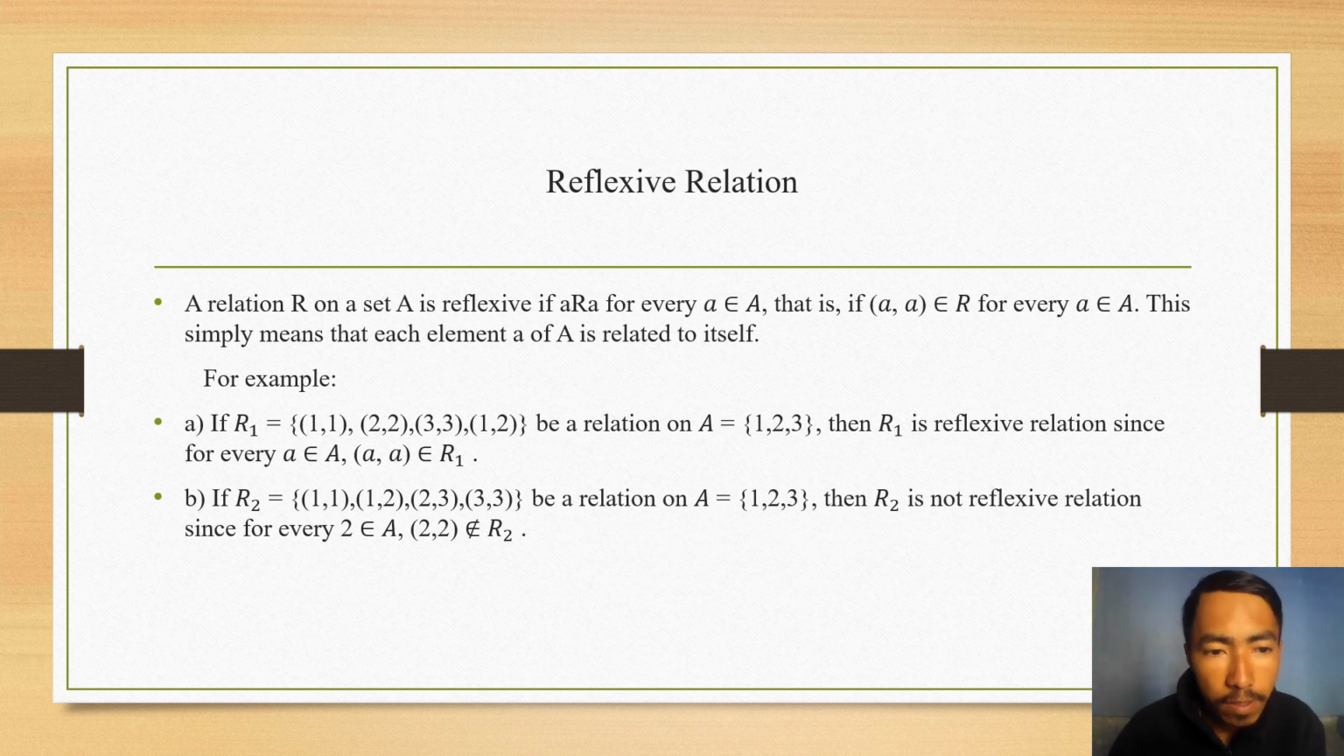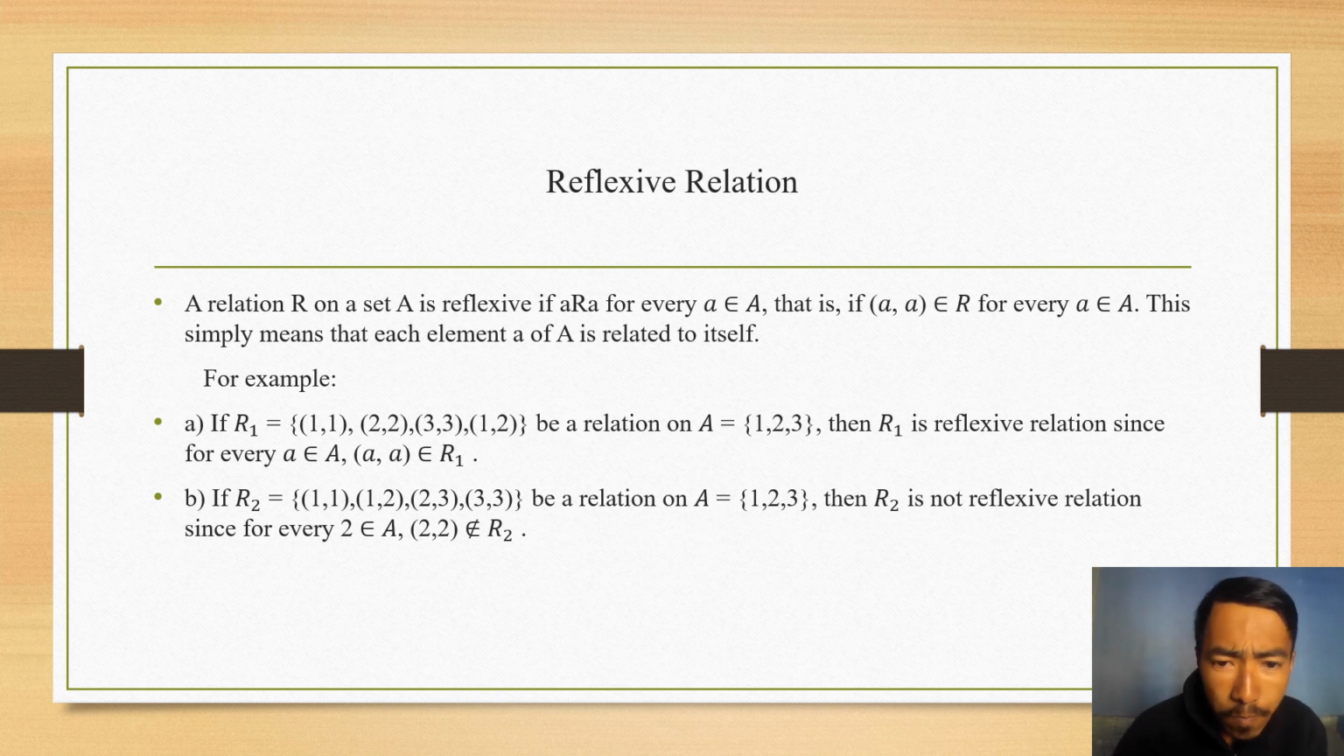For example, if R1 equals {(1,1), (2,2), (3,3), (1,3)} is a relation on A equal to {1, 2, 3}, then R1 is a reflexive relation, because every (a, a) belongs to R1. That means in the set 1, 2, 3, (1,1) is a relation, and (2,2) also is a relation, and (3,3) also is a relation. That's why it is a reflexive relation.